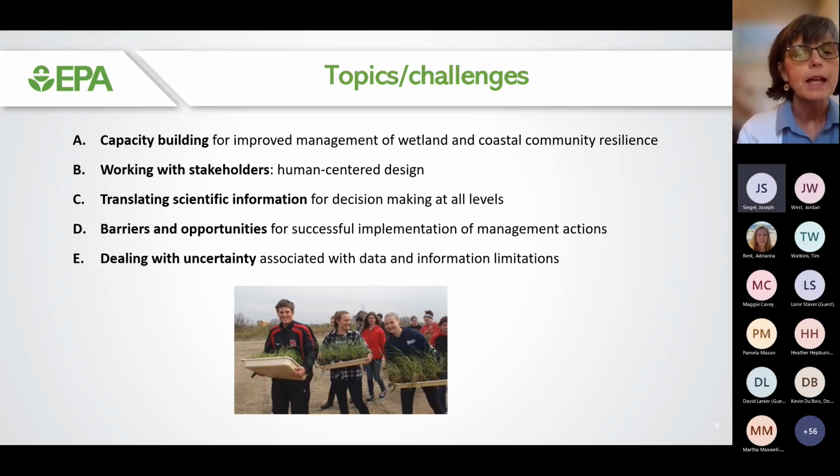And the topics and challenges started with capacity building. These aren't in any specific order, but we talked about capacity building for improved management of wetland and coastal community resilience. There was interest in working with stakeholders and human-centered design. There was some attention to translating scientific information for decision makers and barriers and opportunities for successful implementation of management actions. And a lot of these topics will be covered today. And one of the last areas and topics of interest was dealing with uncertainty. So now we're going to try another survey poll. We're going to look at the interest versus experience in these topics among our participants. So over to Joe again.